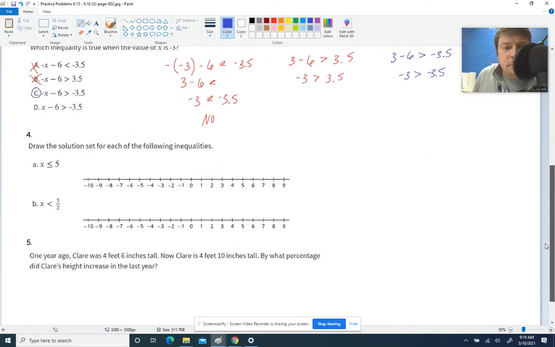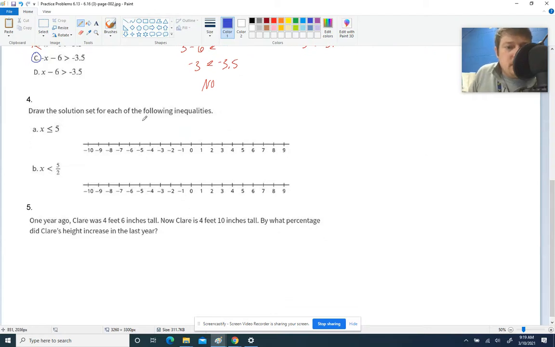All right, number 4. Draw the solution set for each of the following inequalities. X is less or equal to 5. All right, here's 5. It's an or equal to, so we want to fill in. And what are the numbers that are less than 5? That would be all of the ones over this way. The next one is breaking it down into 5 halves. So if you take 5 and you cut it in 2, that's 2.5. So here's 2.5 right here, 2.5. All right. We don't want to fill in the circle because there's no line underneath. And we want all the x's that are smaller. So we want everything to the left.